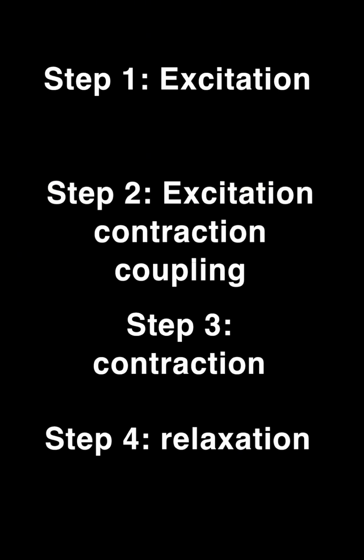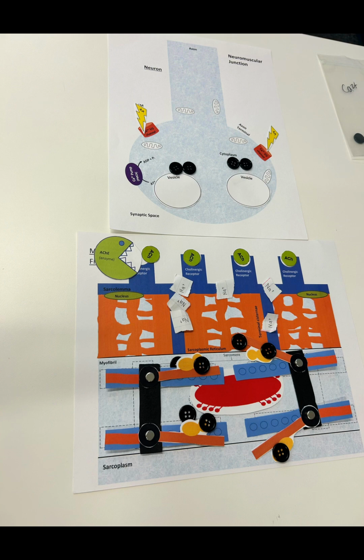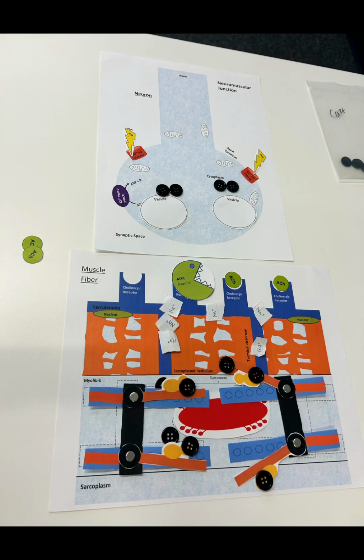We are now on picture 4, step 4, relaxation. Once the thick filament has walked across the actin, aka came together, the acetylcholinesterase, an enzyme, then comes in and removes the acetylcholine.